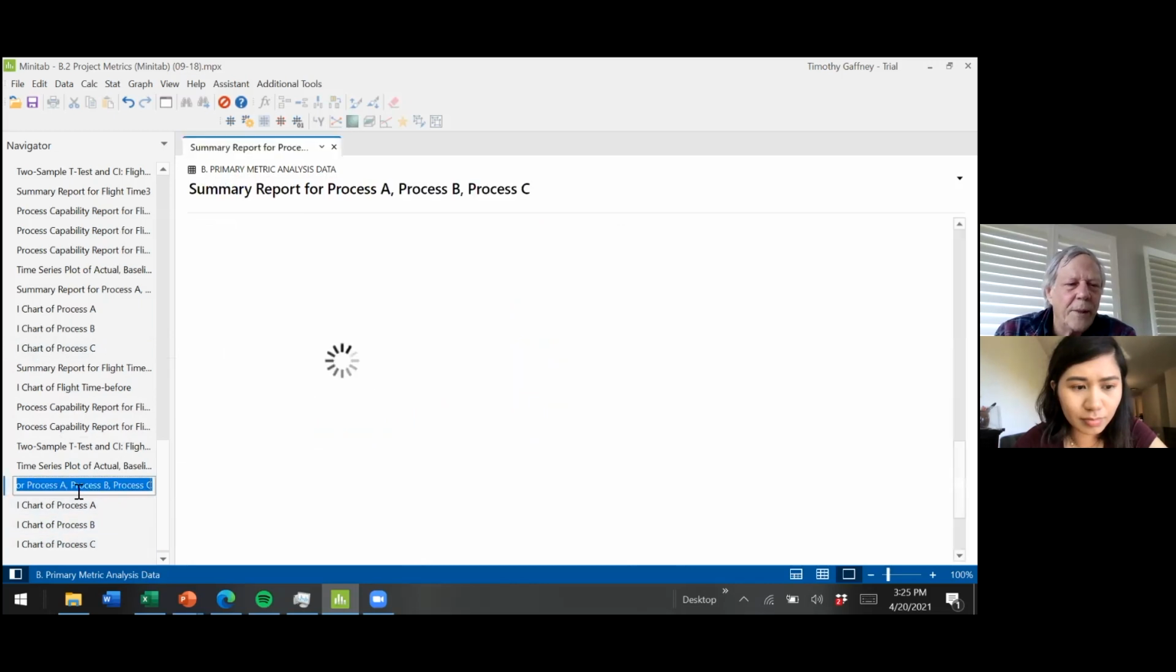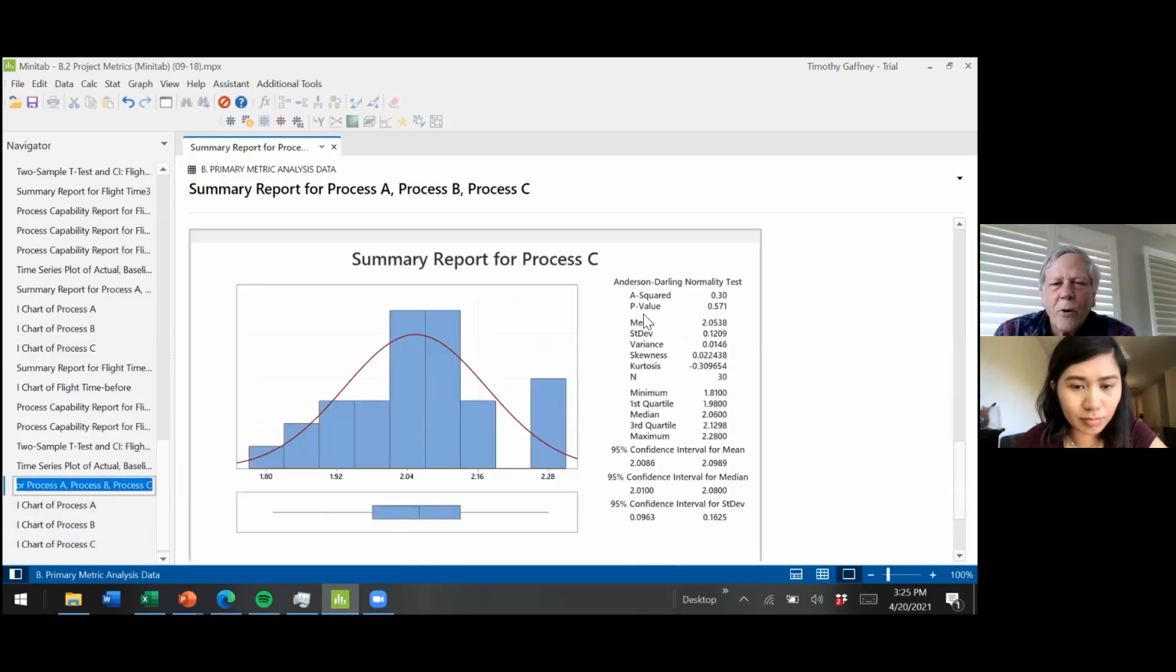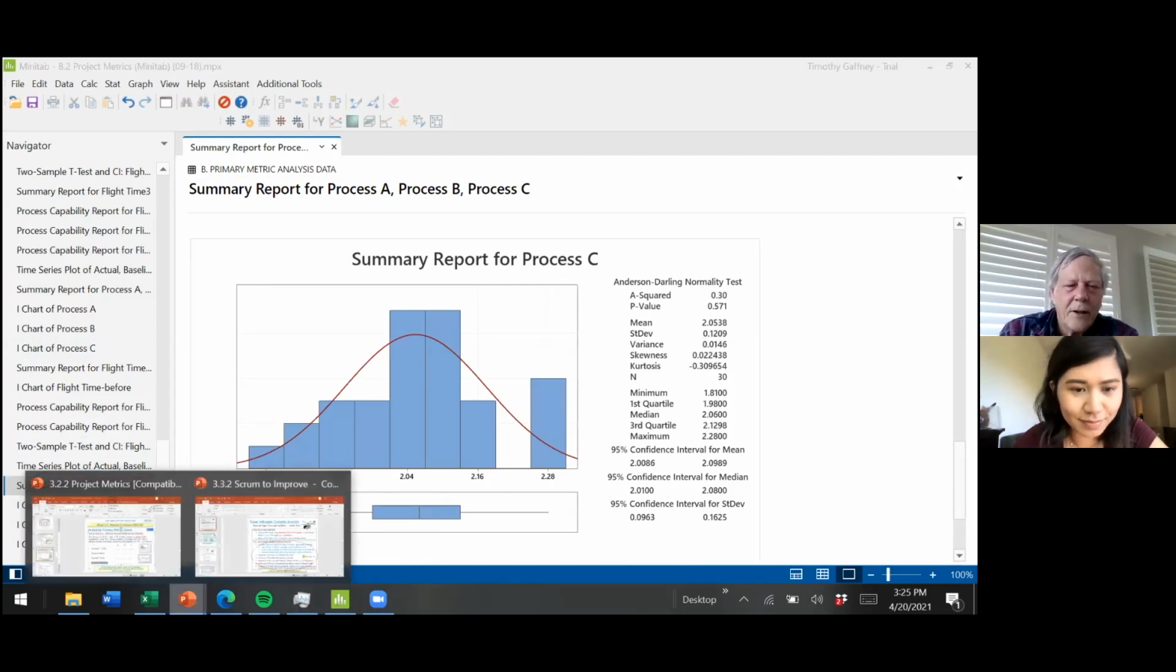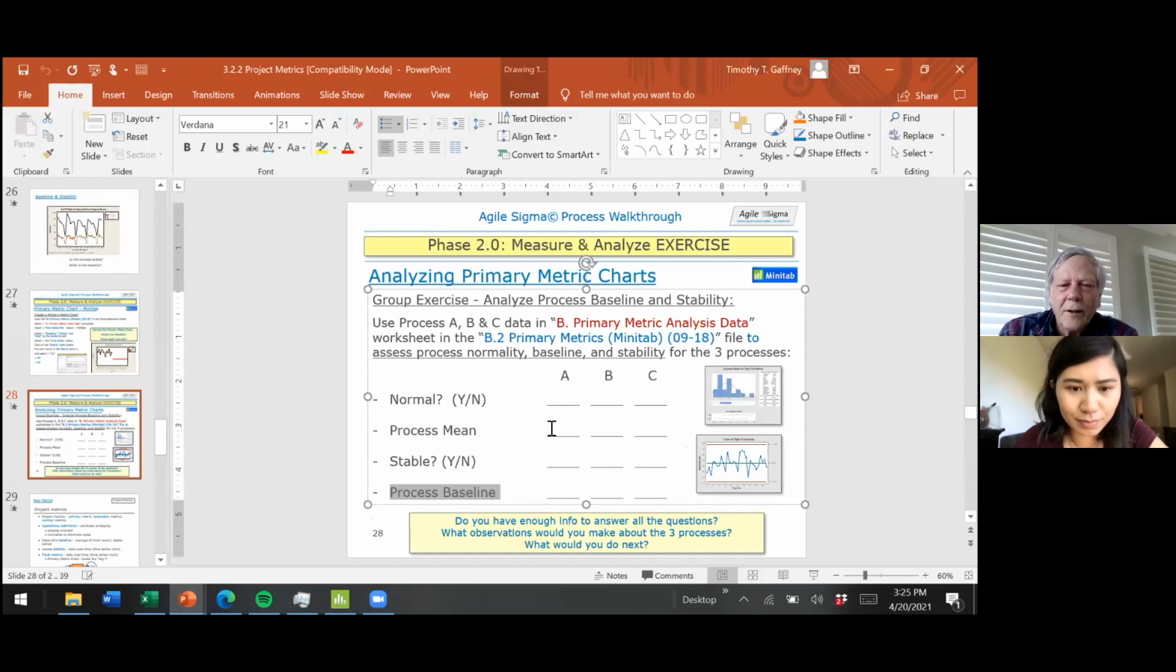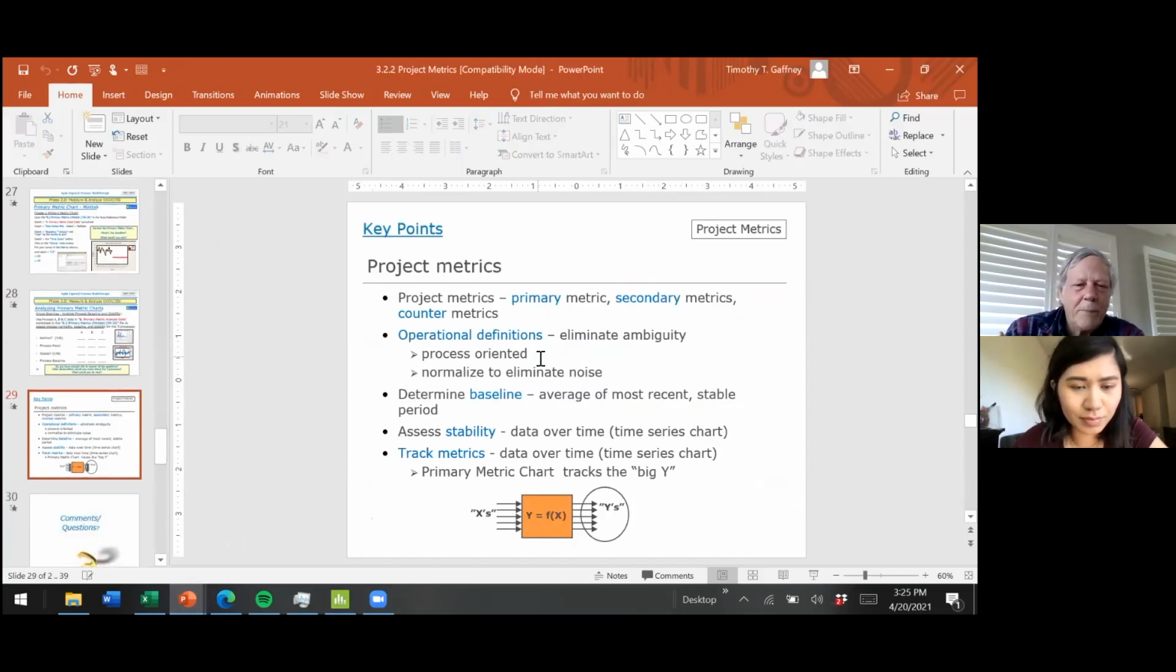Because it is stable, therefore for process C, the baseline is what? 2.0538. Bingo, that's exactly correct. So now we've filled these in. We know the baseline of the first one is around 20, the baseline of the second one is around 2, and the baseline of B is don't know. So normality, stability, baseline. That basically wraps up that deck and what we would do there.